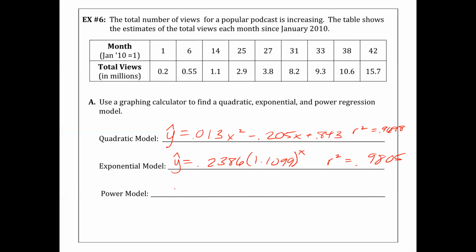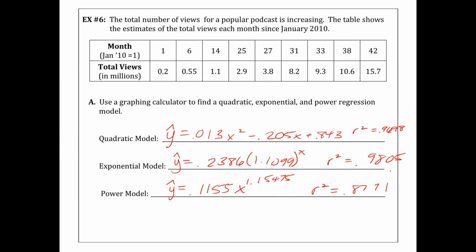So we're going to write it out. So we have y equals 1.15 times x to the 1.1547, and r squared equals 0.8771.